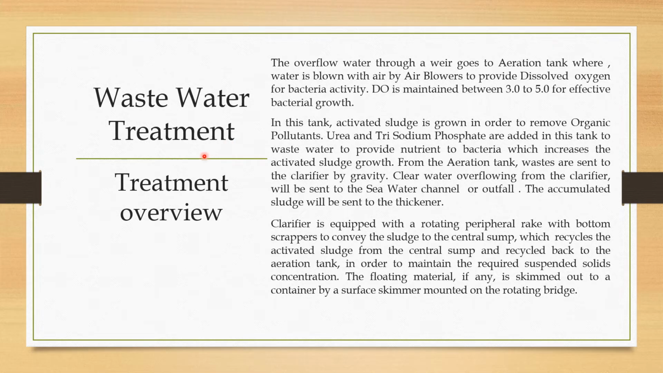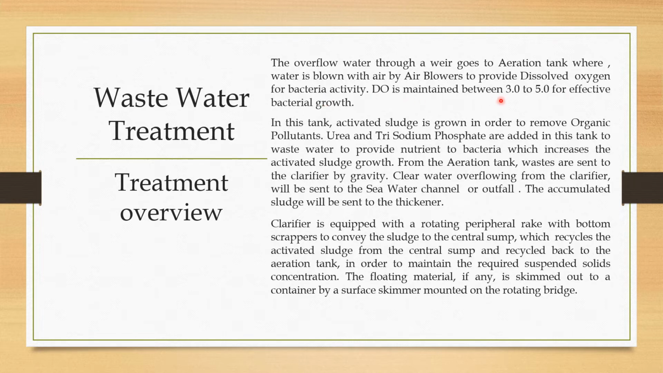Based on the influent impurities, cationic polymer is used in the flocculation tank. Now we can see the treatment overview. The overflow from the flocculation tank is passed to the aeration tank through a weir, where water is blown with air by air blowers to provide the necessary dissolved oxygen for bacterial activity.